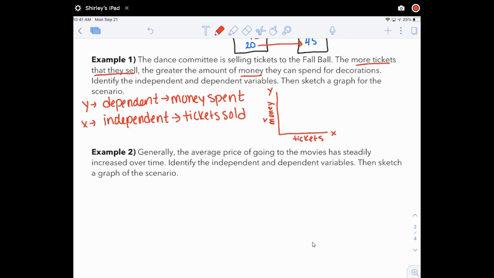And then I just have to think about a pattern here that's going to happen. So in this situation, the more tickets I sell, the more money I'm going to make. So if I think about that, I'm going to consistently sell more tickets, and then my money is going to increase at the same time. So I'm going to have a straight line graph here.